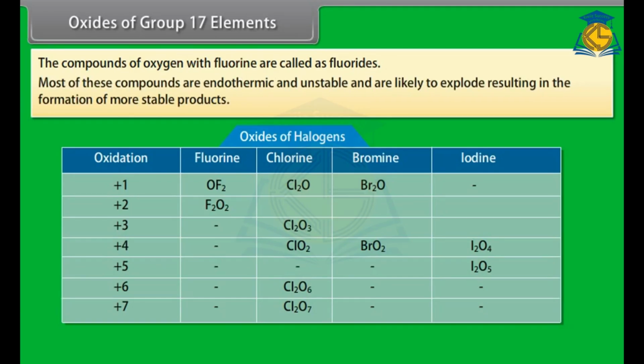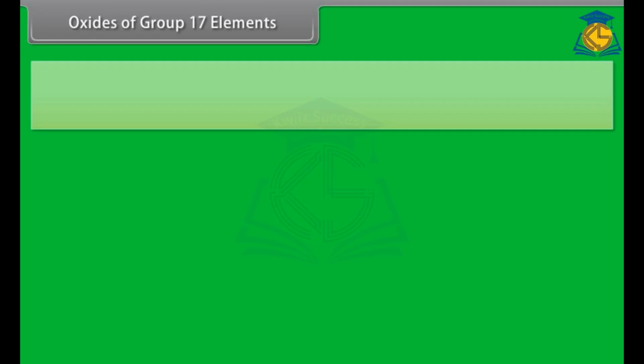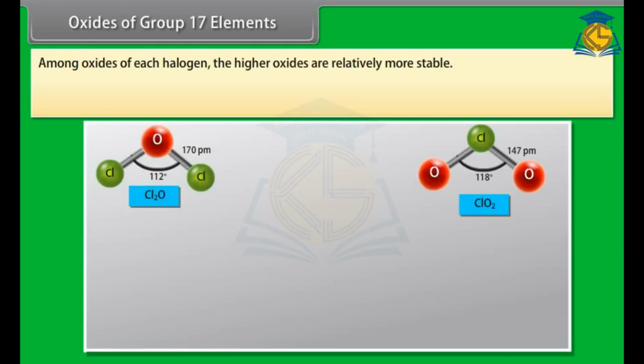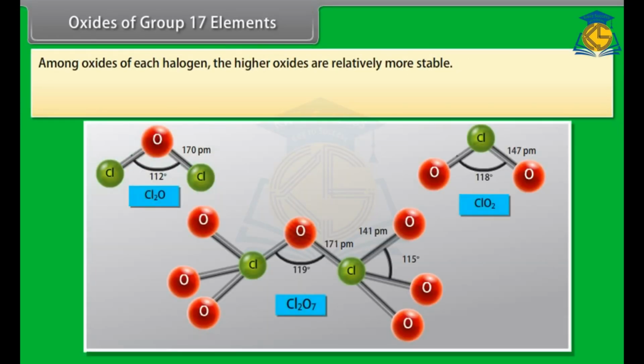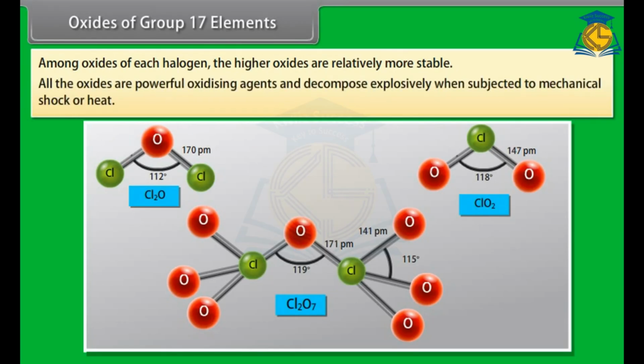Most of these compounds are endothermic and unstable and are likely to explode, resulting in the formation of more stable products. Among oxides of each halogen, the higher oxides are relatively more stable. All the oxides are powerful oxidizing agents and decompose explosively when subjected to mechanical shock or heat.